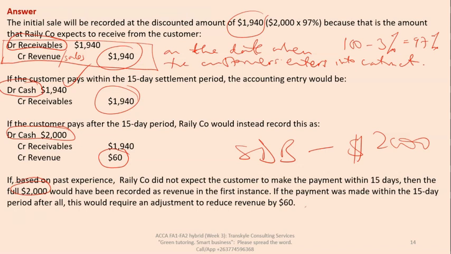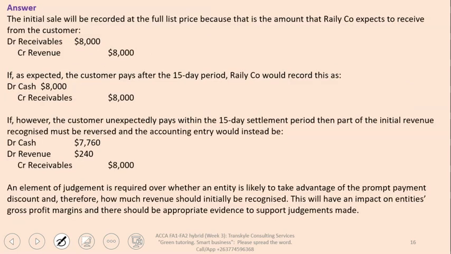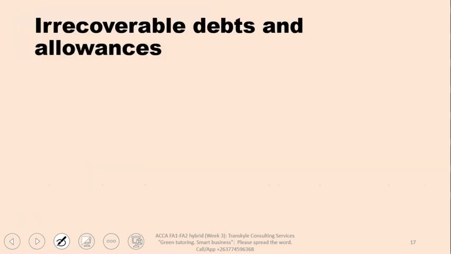So let's say if we were in doubt, we would have billed him 2,000, but if he had paid within the 15-day period, then we would also give him the 3% still. He was also going to be entitled to the 3%. That's it. There is another example there, and you just have to go through it. It's just the same. Let us now talk of the irrecoverable debts and allowances.